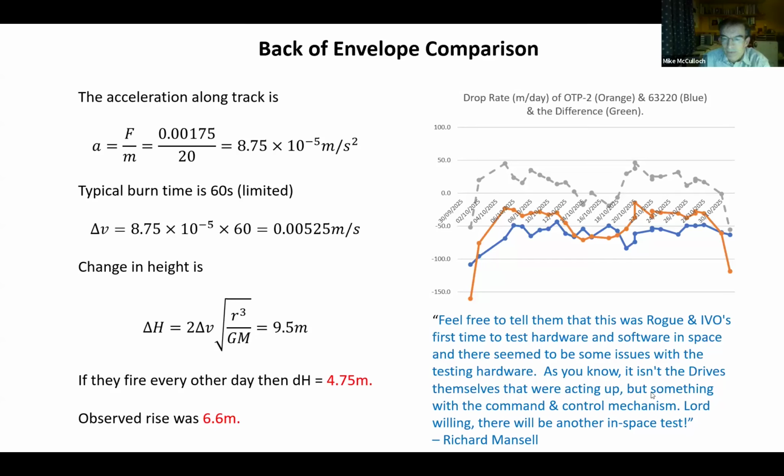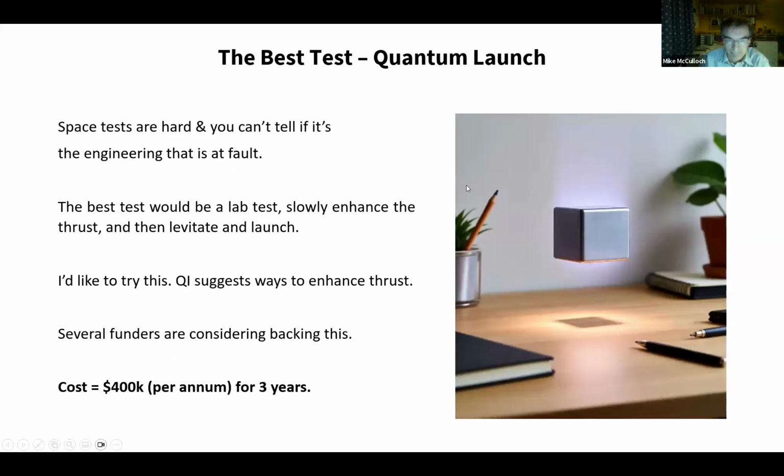So yeah, what I did was I asked Richard Mansell what I was able to tell you about the tests, and he said this. So feel free to tell them that this was Rogue and Ivo's first time to test hardware and software in space, and there seem to be some issues with the testing hardware. As you know, it isn't the drives themselves that were acting up, but something with the command and control mechanism. Lord willing, there'll be another space test. So hopefully there will be another space test, but I think the results look encouraging given this.